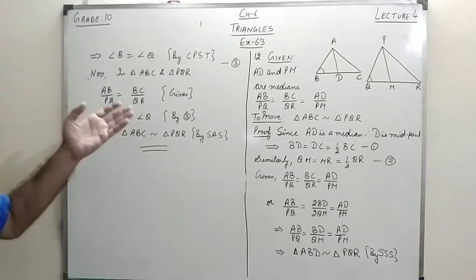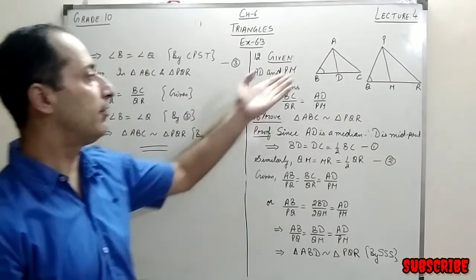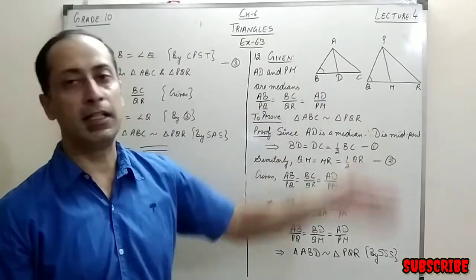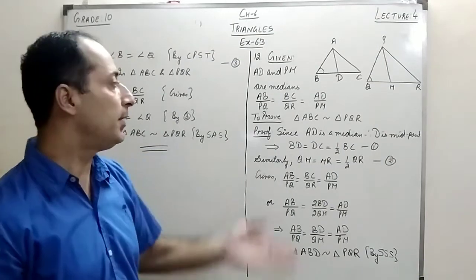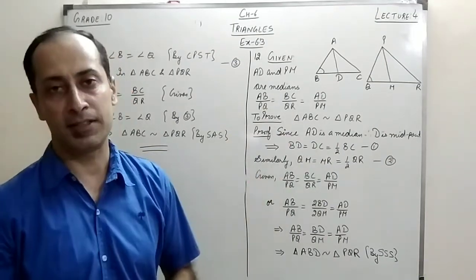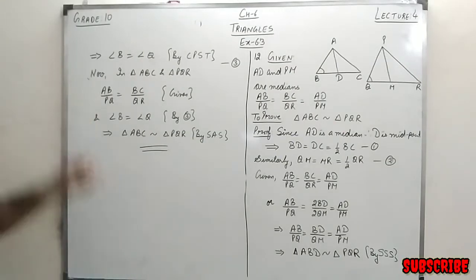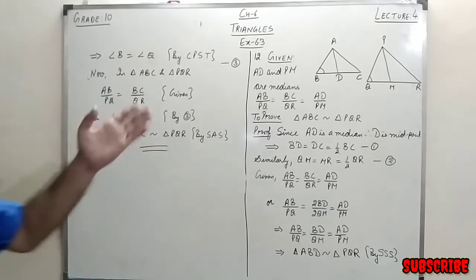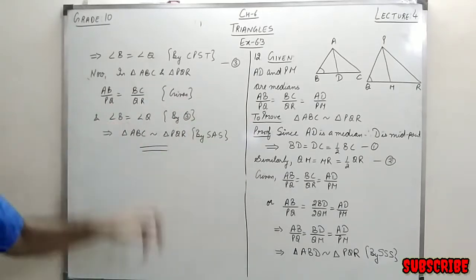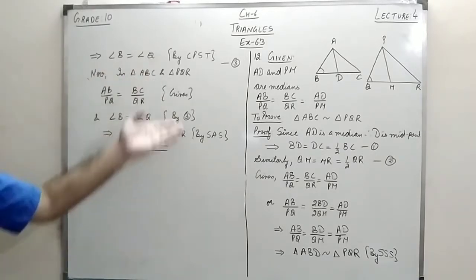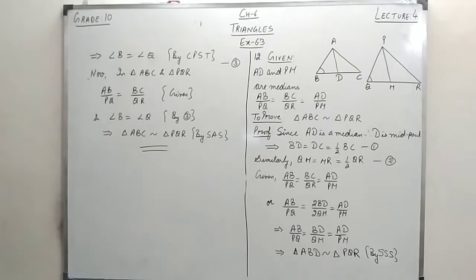Now we use this, since in the beginning we talked about if we can prove the angle between the two sides equal to the angle between the sides in the other triangle, then our motive would be over by proving the triangles are similar. So we take triangle ABC and triangle PQR. What we have: AB by PQ is equal to BC by QR, which is already given to us, and angle B is equal to angle Q, which we have already proved. So we can say triangle ABC is similar to triangle PQR. This is by SAS property.